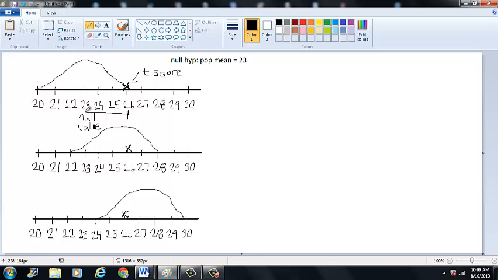The t-score tells us how many estimated standard errors fit between the null value and our sample with a mean of 26. And if the t-score is high, comes out to a high number, it means that we did end up with an extreme outcome in the situation where the null is true.